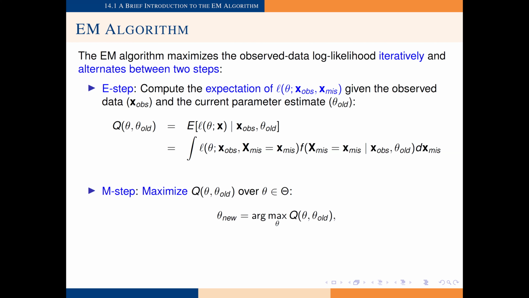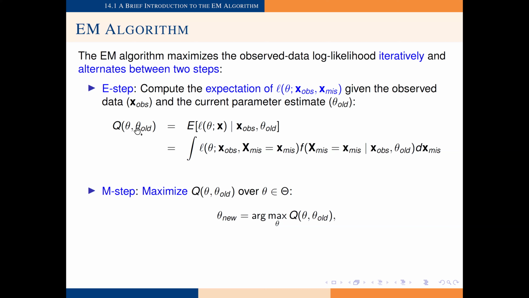Once we have this in the E step, we can see that this is actually a function that only involves theta, right? Essentially, theta old is fixed because we got it from the last iteration. Our observed data is fixed, and that essentially determines the conditional distribution of the missing data. And the only variable left in this function is theta.